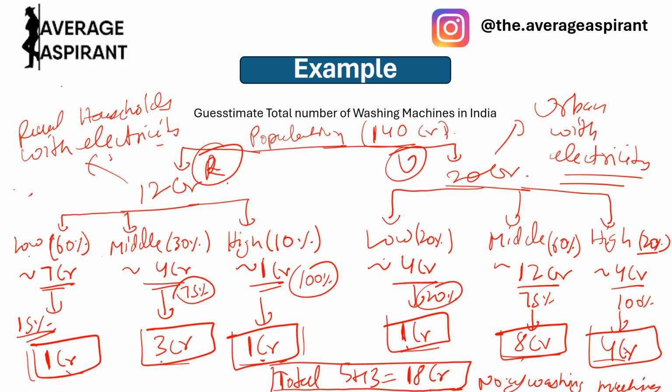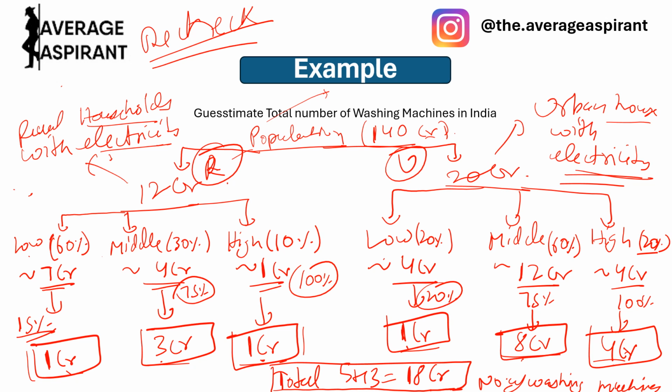So before telling the final answer to the interviewer, our fourth step was recheck, right? What did we do? We bifurcated the population in rural and urban. Then we saw number of households. Then we saw the electricity penetration. We came up with these numbers. We divided it into income segments, and then we saw how many people of those income segments will own a washing machine. So these are the numbers, right? So this is how we get to 18 CR.